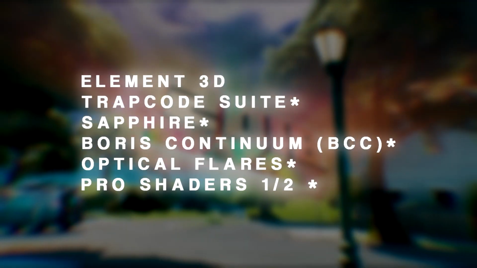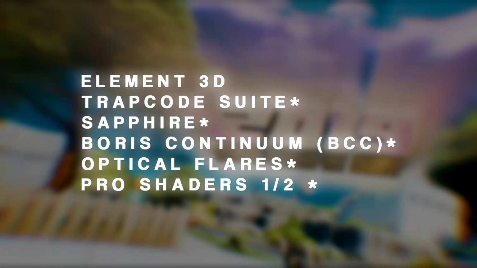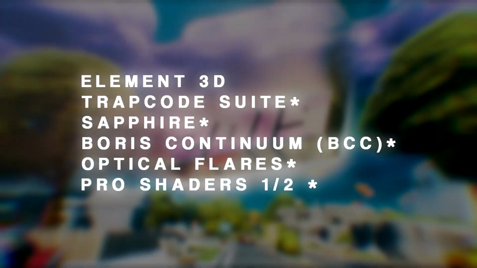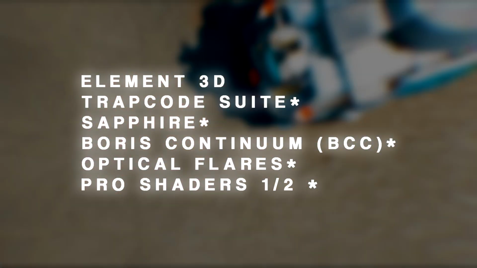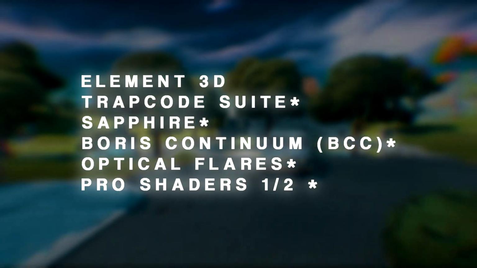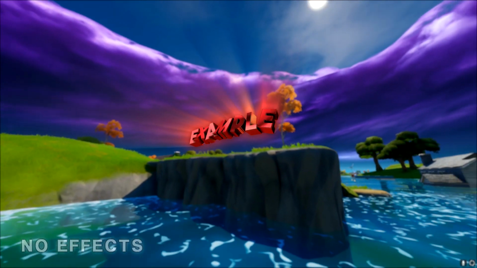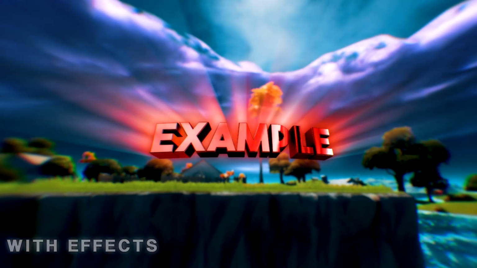So on the screen right now are my recommended plugins for creating 3D text. All the ones with asterisks beside them are optional. They're just there to add a more dynamic look, some lighting, a bit of effects, but all you really need to create text is just Element 3D. So now on the screen is actually what we're going to be creating today.